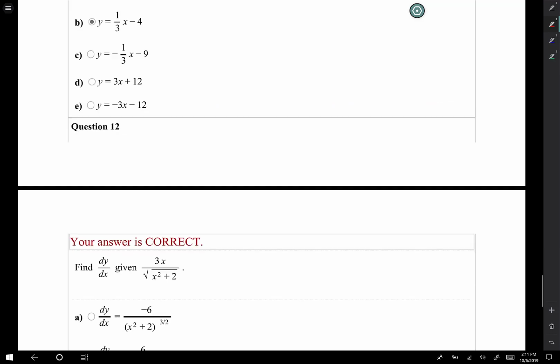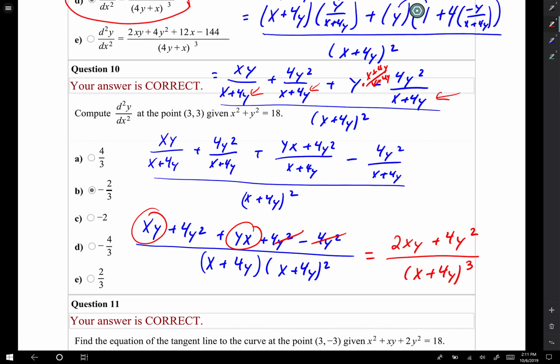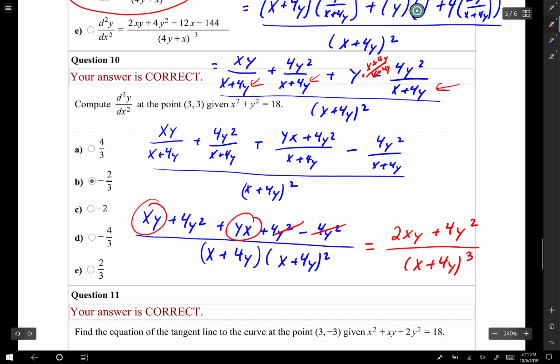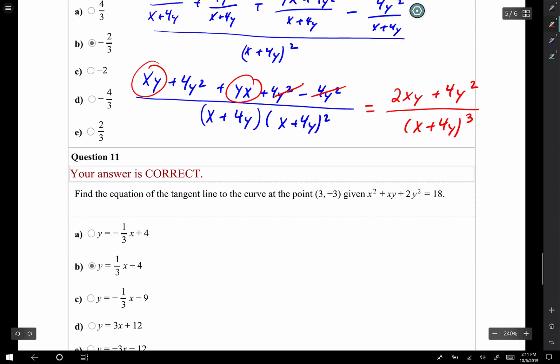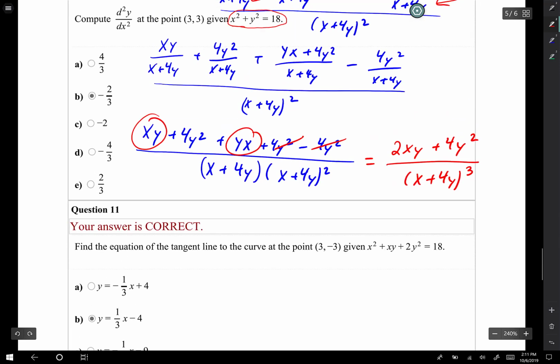So now it took up some of that space. I guess we'll just leave it there. Okay, so it says compute the second derivative, x squared plus y squared equals 18. All right, so let's just go ahead and take up this space, and then this one will take up the other space. So here we go. I'm doing this one down here.